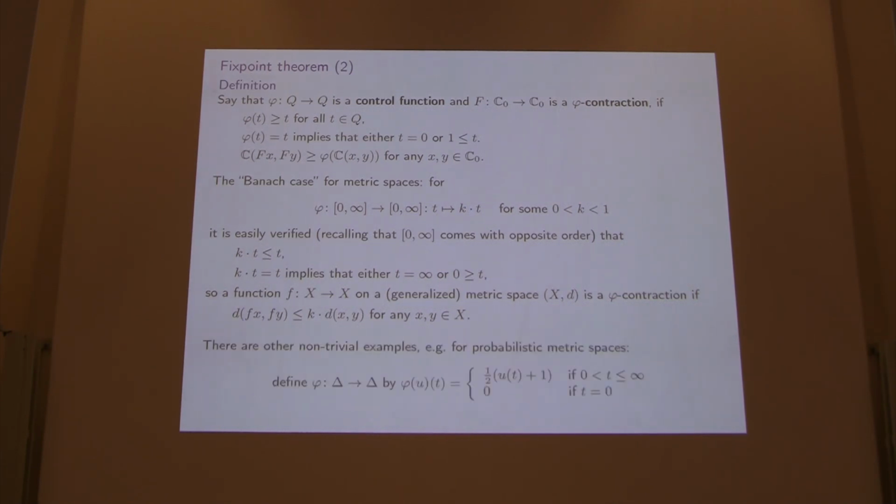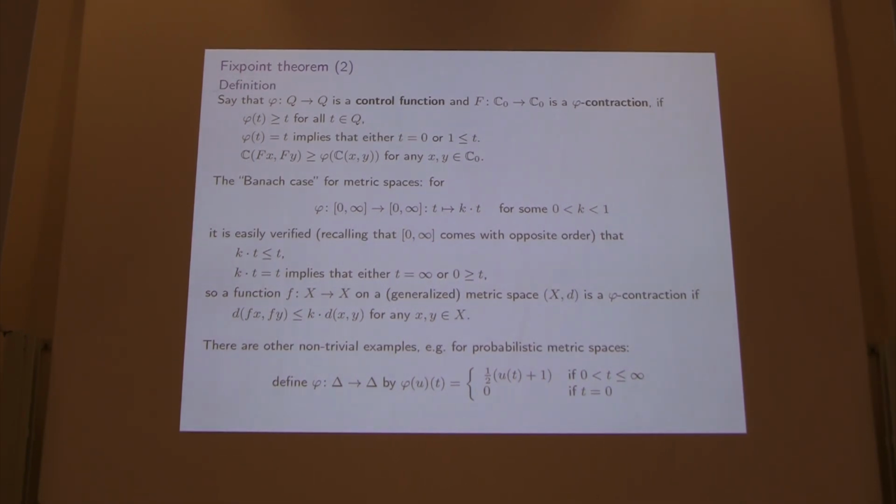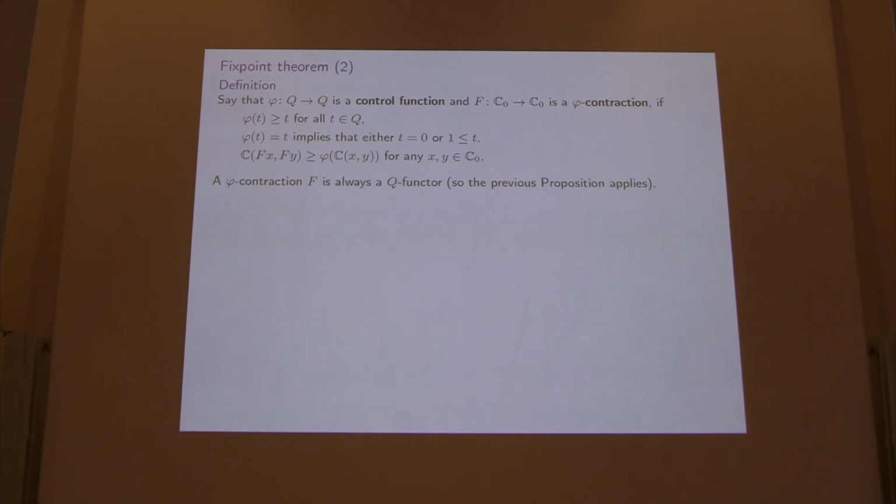But, of course, the point is that there are non-trivial examples of such phi contractions also over other quantales, and notably, there are still a lot of difficult computations that we're trying to carry out, but there is at least one for these probabilistic metric spaces. So there are non-trivial examples, for example, probabilistic metric spaces. Okay, so note that the phi contraction is always a Q functor. It's a sort of stronger functoriality condition that we have. So the previous proposition applies.